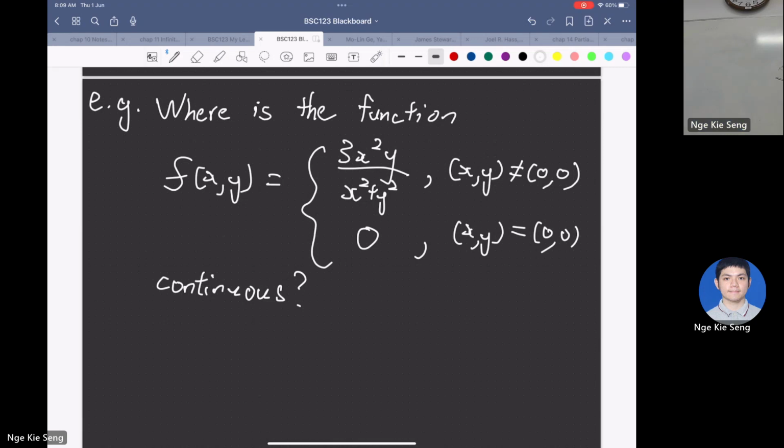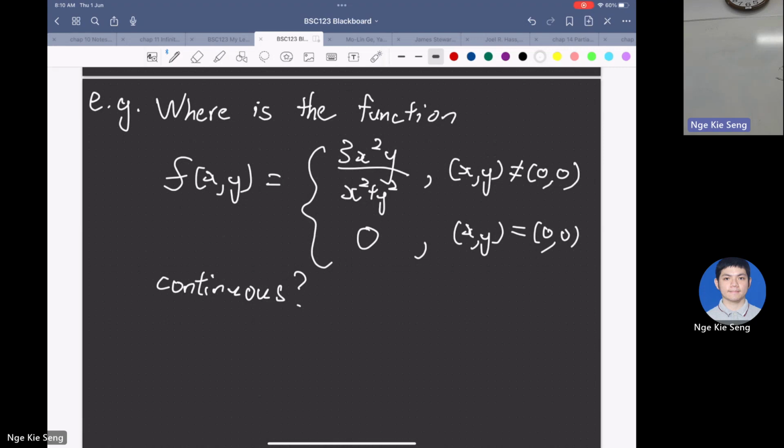Not quite. Except where the denominator is not equal to 0. So when does the denominator equal 0? When x and y are both 0, because we are adding two positive numbers, so only 0 plus 0 is 0. Okay. So there's one possibility where (0,0) is not continuous. But I define the function to be 0 at the origin.